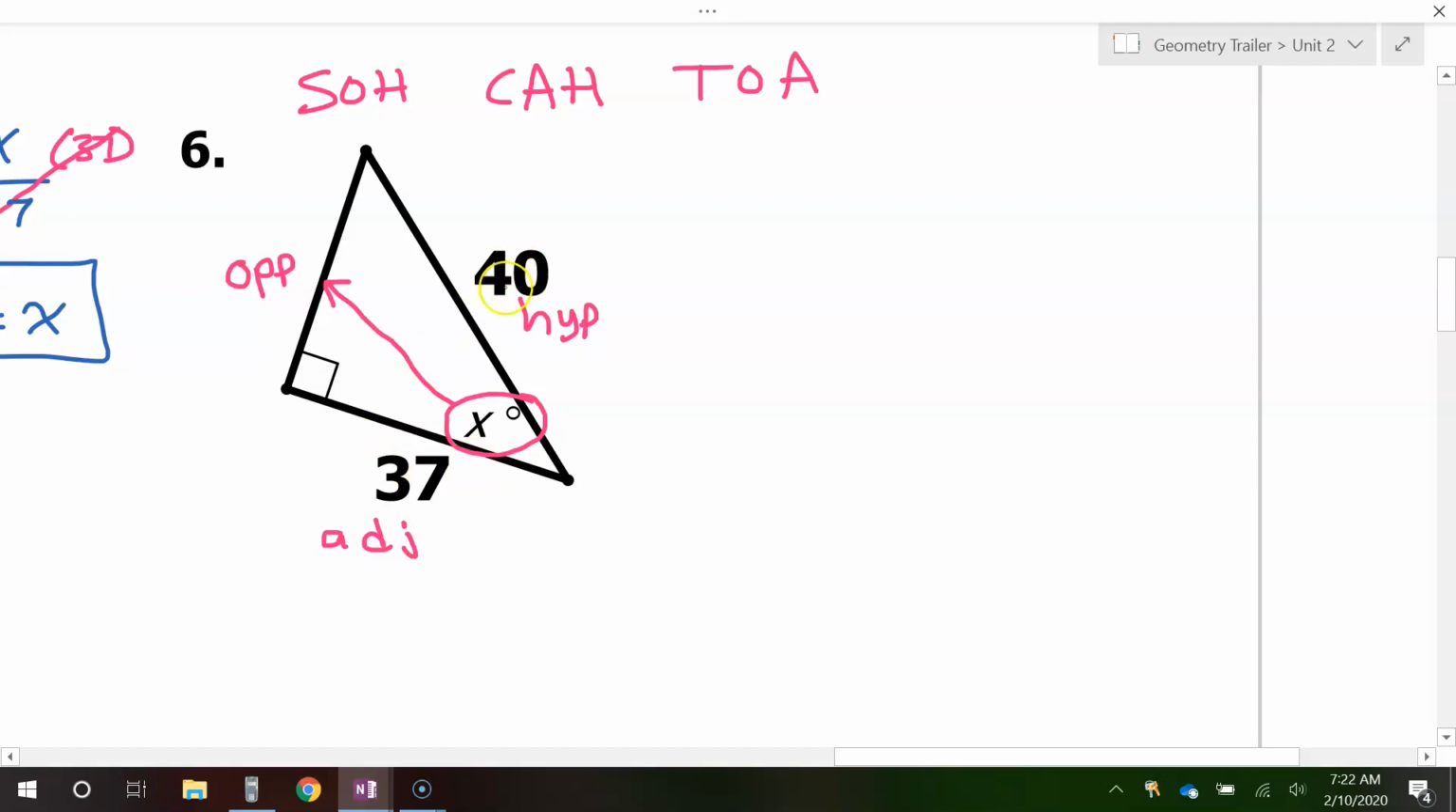So which two sides am I dealing with? I've got 37 is adjacent, 40 is hypotenuse. Which function involves adjacent and hypotenuse? Well, that looks like the cosine function. So we will start by writing cosine of the angle that we circled, even if it's a variable. So cosine of x is adjacent over hypotenuse. So that's 37 over 40.